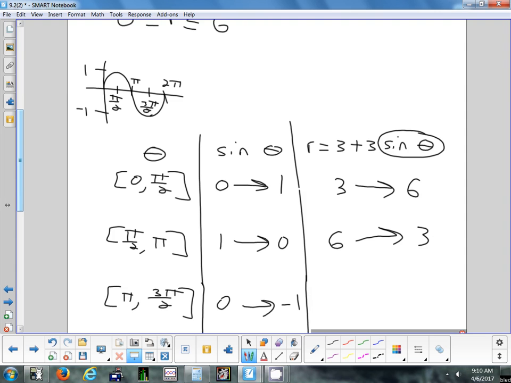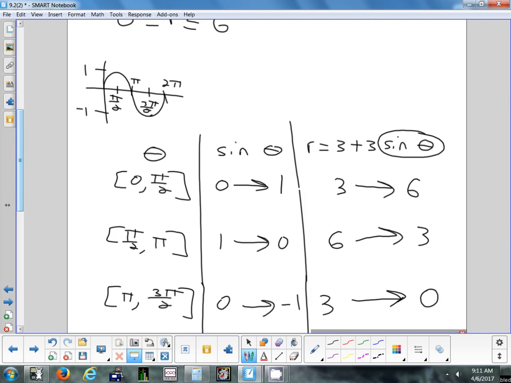Okay, yep, and then in the third section, sine is going to start at 0, which means my radius starts at 3. And then sine is going to head towards -1. So if sine is -1, what does the radius become? Zero. What's -1 times 3? Plus 3. Yeah. So in that section, the radius is getting smaller, starting at 3, and it's going to shrink all the way to 0.